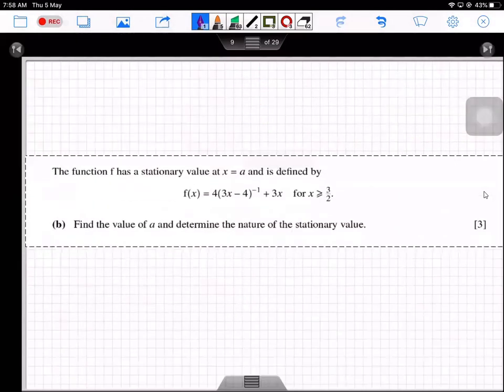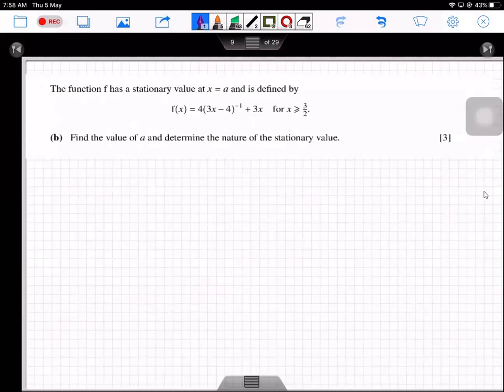The next part says that the function f has a stationary point, a stationary value at x equals a, and is defined by f(x) equals 4 multiplied by (3x minus 4) whole thing raised to the power minus 1, plus 3x, for x greater than or equal to 3 over 2. Find the value of a and determine the nature of the stationary point.